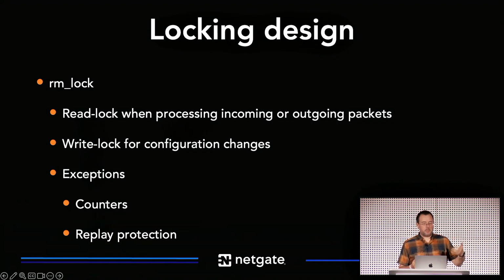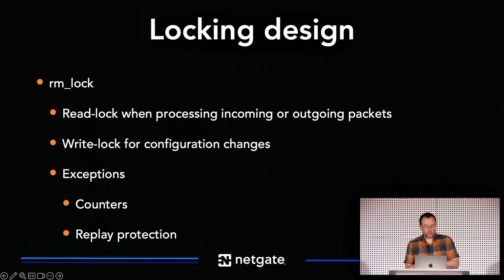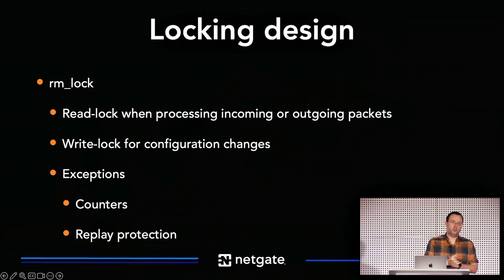So again, many more read operations than write operations. There are 2 exceptions to this. The first one is counters. Like many kernel subsystems, we maintain counters of how much work we've done. For network interfaces, this is extremely common. We typically count that we've had this many packets come in, this many packets go out, this many bytes in, this many bytes out. There are a couple of error counters as well.